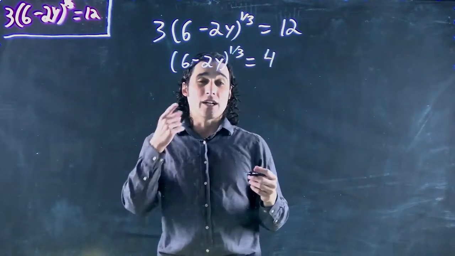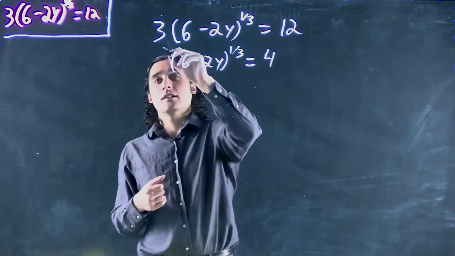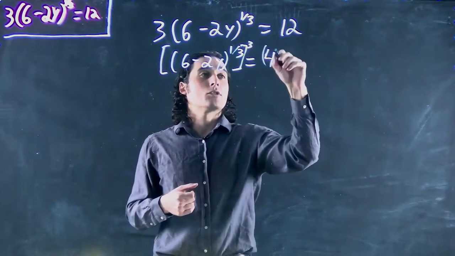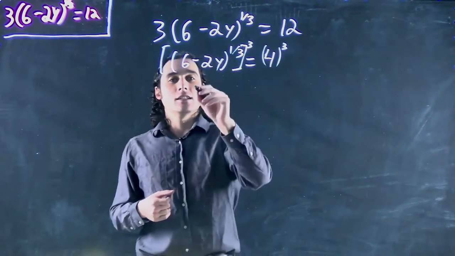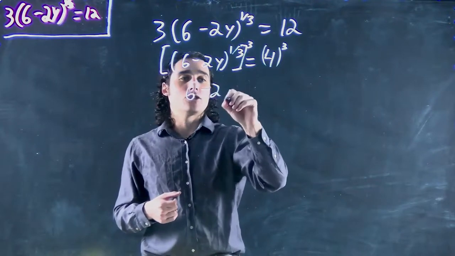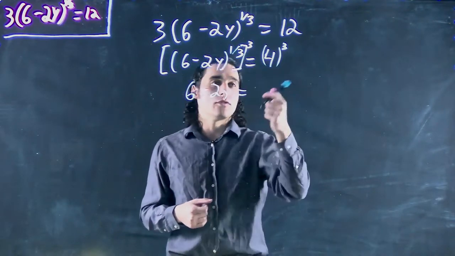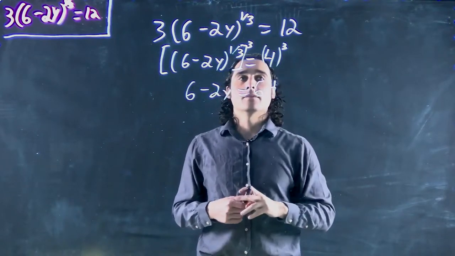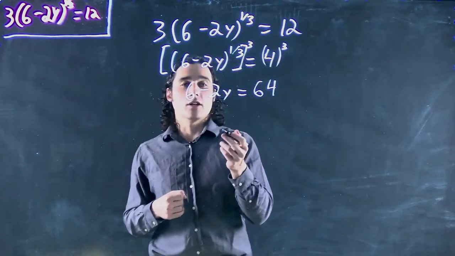Great. If I want to get rid of a 1/3 power, I put both sides to the inverse power, or 3, cubing both sides. So we end up with 6 minus 2y is equal to 4 cubed, which is 64. Now, I want to solve for y.